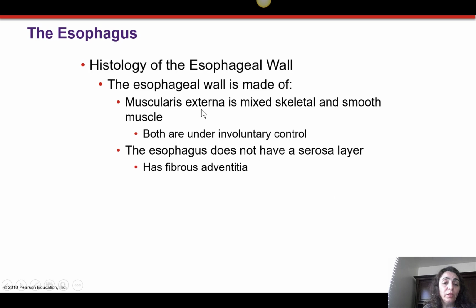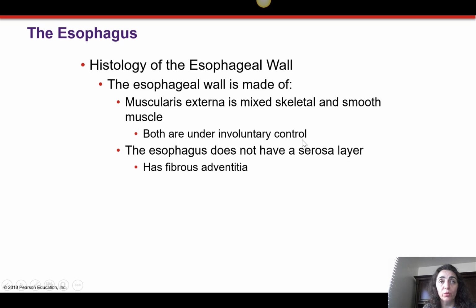Then we have the muscularis externa, that is a mix of skeletal and smooth muscle. Pay attention that in the pharynx we have mostly skeletal muscles. In the esophagus, we can divide it into 3 thirds: the upper third, middle third, and lower third, right? The upper part is mostly skeletal muscle. The middle part is a combination of skeletal and smooth muscle, and the lower third is mostly smooth muscle. But pay attention that both of these skeletal and smooth muscles are under involuntary control.